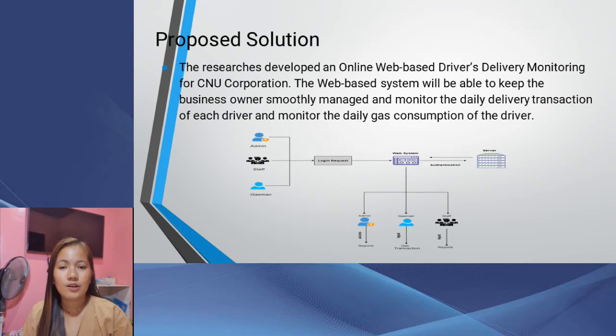This figure is our conceptual framework. The admin, staff, and the gasman have to log in to the system. After they log in, the three different users have specific tasks. The admin accesses reports from the staff and the gasman. The staff inputs transactions from the drivers and clients. Lastly, the gasman inputs the gas cost and the odometer of the driver's truck.